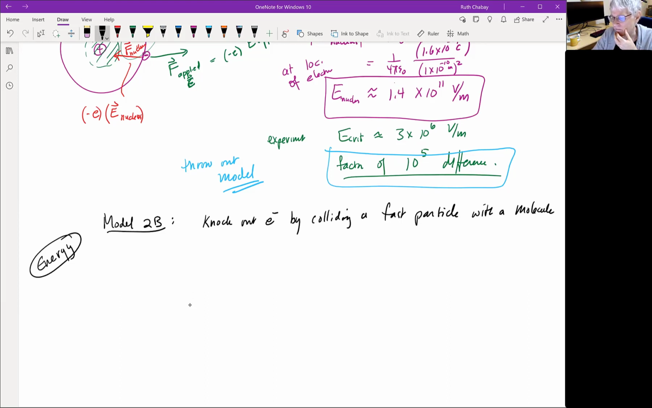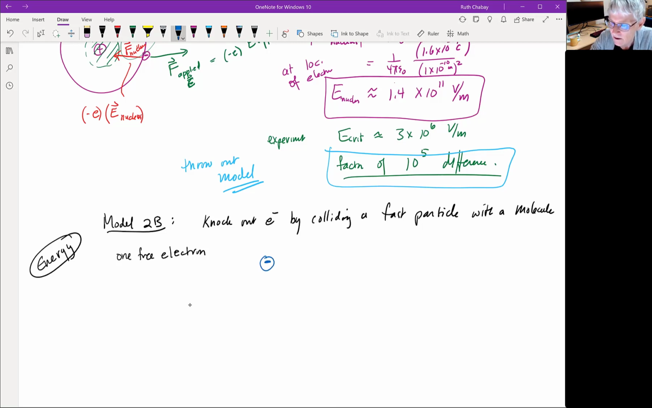So let's imagine that we had a free electron, for example. If we had one free electron, it feels the effect of an electric field. It gets a big change in momentum. It gets up to a high speed. It gets a lot of kinetic energy. And now when it hits one of these molecules, it could knock out an electron.